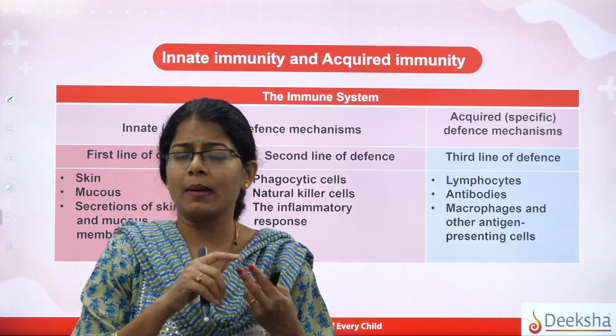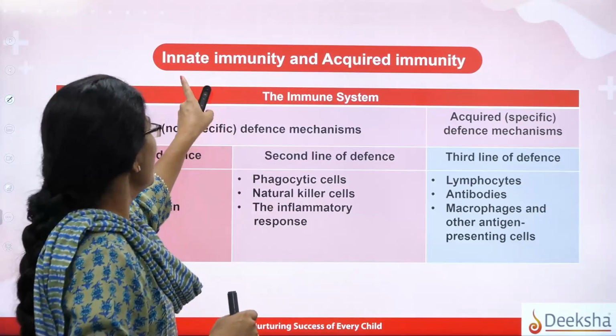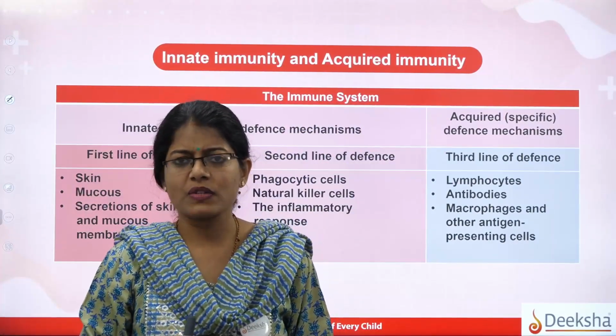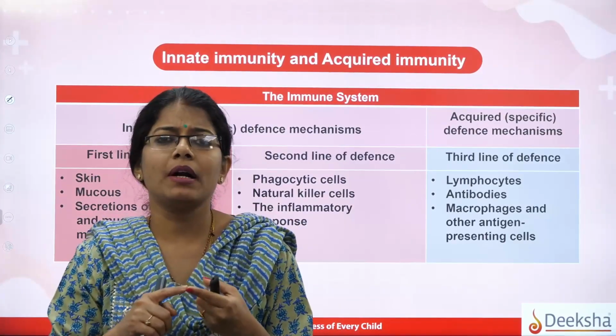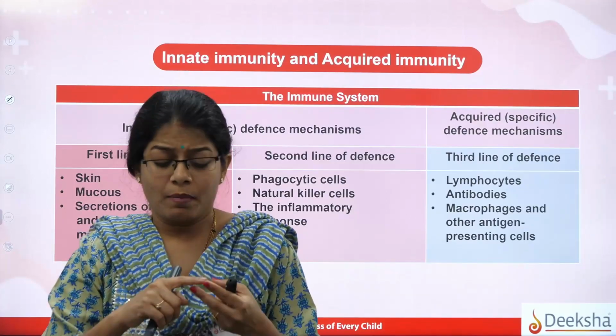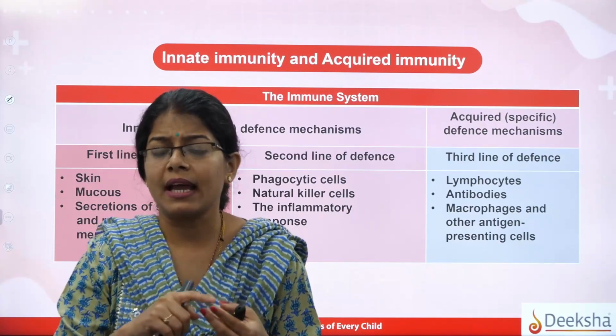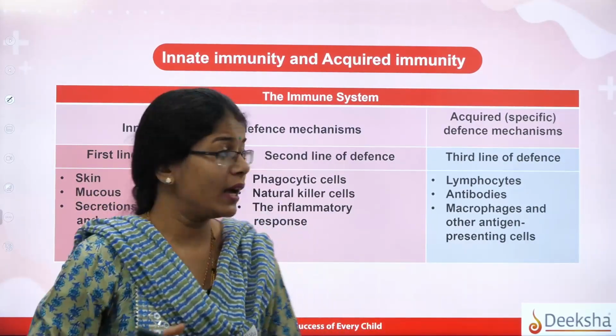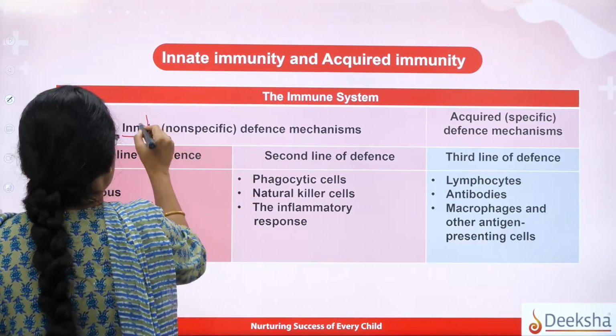So the 2 main types of the immune system are innate immunity and acquired immunity. I repeat once again, the first type of the immune system is innate immunity, and the other is acquired immunity. What is the main difference between innate and acquired? Innate means inborn, it is there from the birth, correct? So innate means inborn, from the birth.